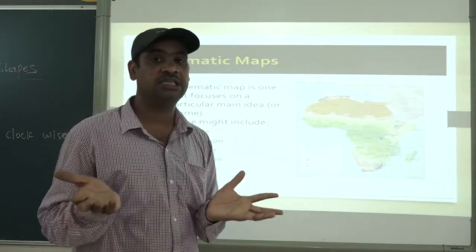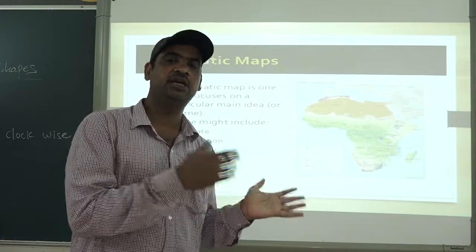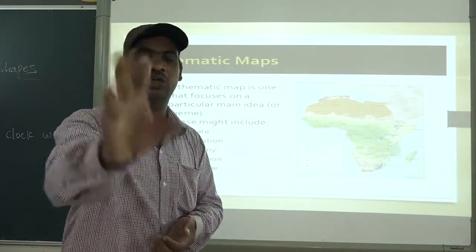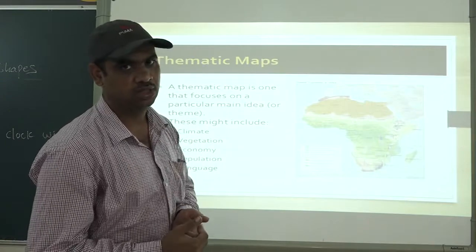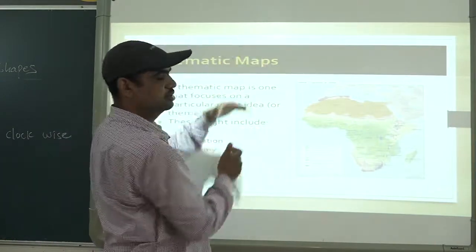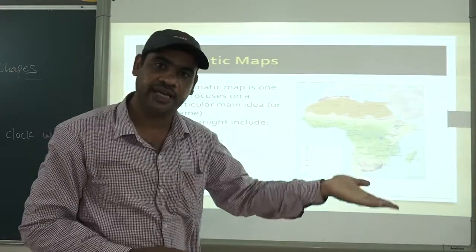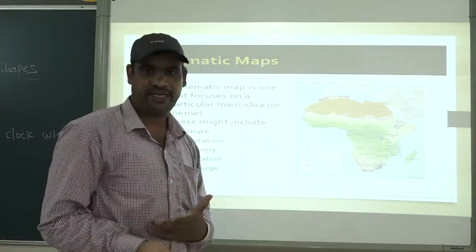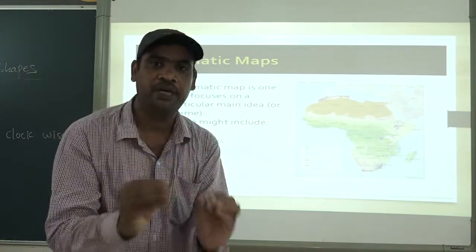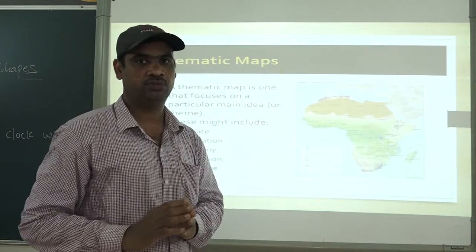It will not focus on which are the states or other things. It will focus on one topic only, climate suppose. So if you look at the map of India, it will show this area is a cool area, it will show hot areas, humid areas, like this. So a thematic map means one based on a particular topic.